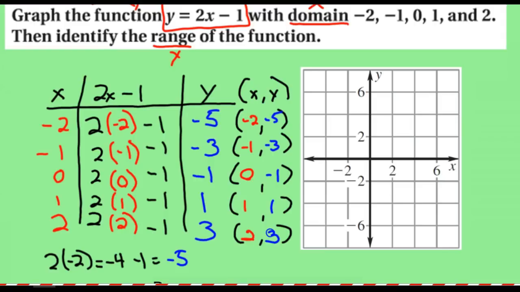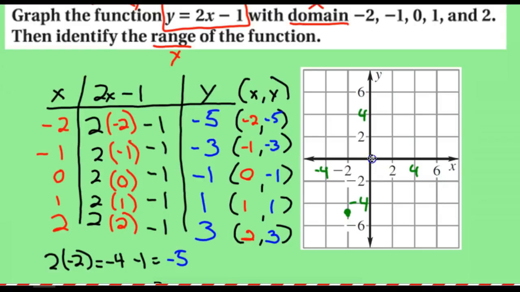So now all we got to do is plot those points. So the first point is (-2, -5). Now be careful, these are going up by 2. So this is 2, 4, 6, -2, -4, -6. So -2, go over to -2 on the x, and down to -5 is our first point.